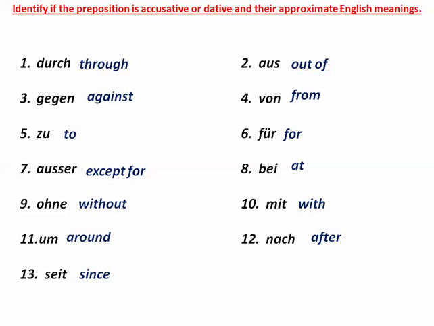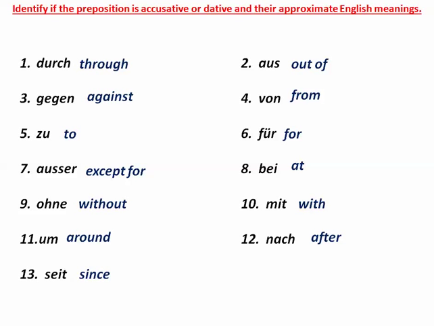And as to which one of these prepositions are accusative, we learned the rhyme durch, für, gegen, ohne, um. And these prepositions that are accusative are Nummer 1, durch. Nummer 6, für. Nummer 3, gegen. Nummer 9, ohne. Und Nummer 11, um. And then there's another rhyme you can remember. Durch, für, gegen, ohne, accusative, accusative.